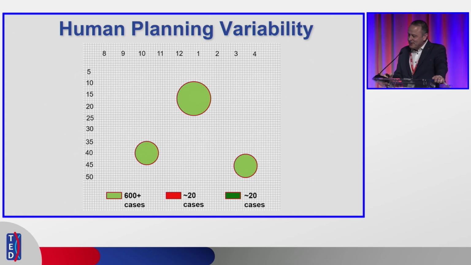These are my disclosures. There's quite a bit of human planning variability when it comes to fenestrated endovascular repair. This is a slide that I made several years ago. If you look at this particular case, this was a perfectly planned case. I mapped it out with the clock positions on the top and the length of the fenestration from the fabric edge on the x-axis. That's with 600 cases of experience.